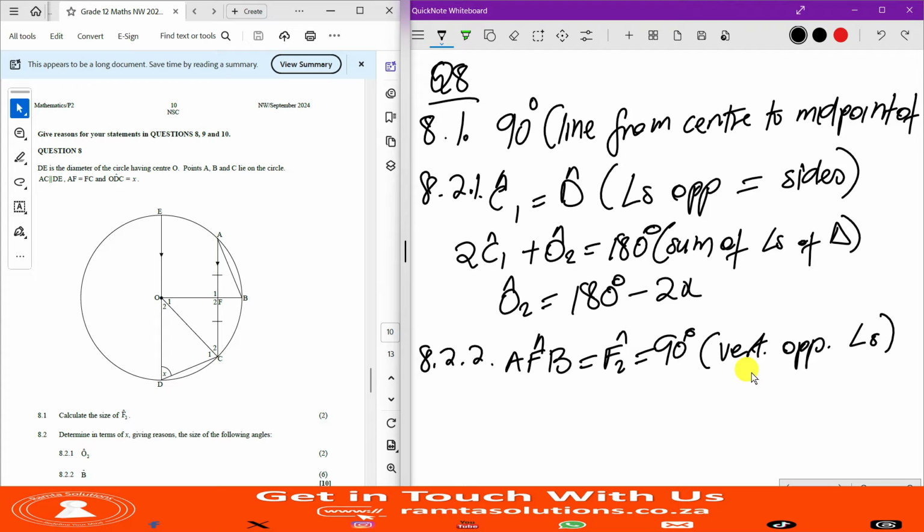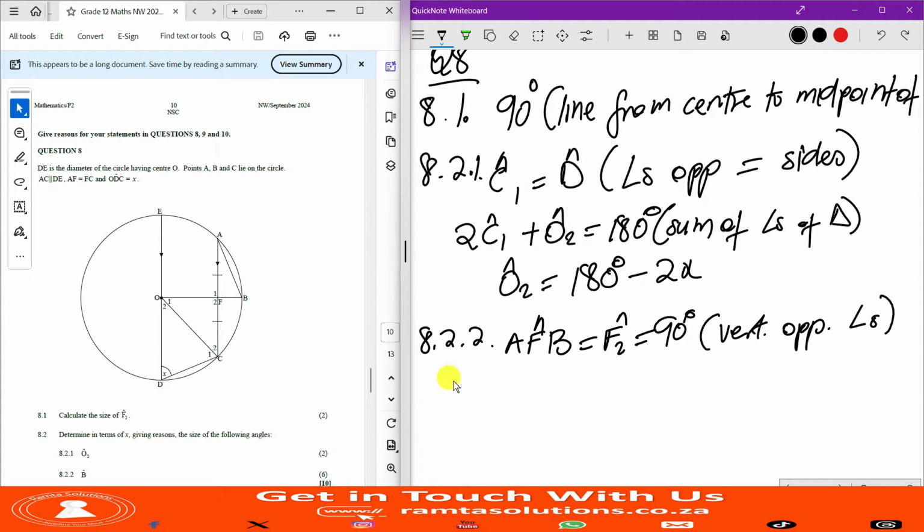In order for us to be able to find angle A, we need to find angle O1. So let's find angle O1. Is it possible to find angle O1? As for me, I am not sure, but one thing I can tell you is this.